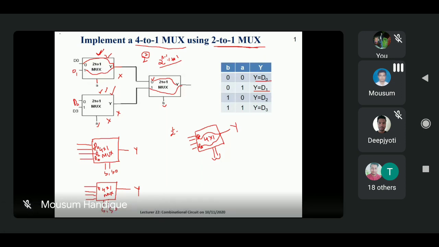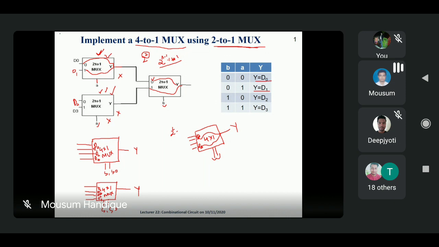So this one is what? D4, D5. Yes or no? Yes, sir. D6. And the last one is D7.